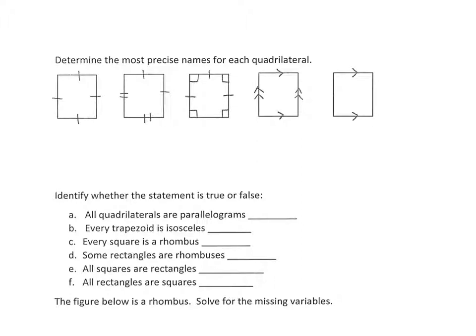If the directions say, determine the most precise name, so that would be if somebody asked you where you lived, you'd give them the most precise name. You would say Grand Rapids. So if you look back on the hierarchy, you have to give it the most specific name. So this one I see 4 sides congruent. So this is a rhombus.